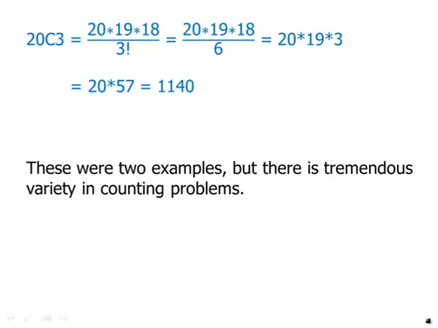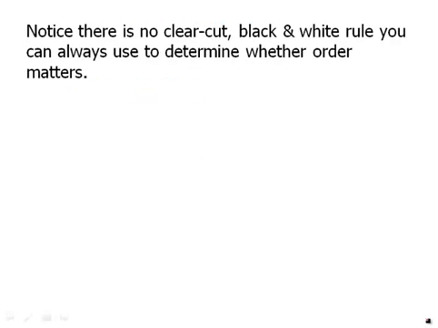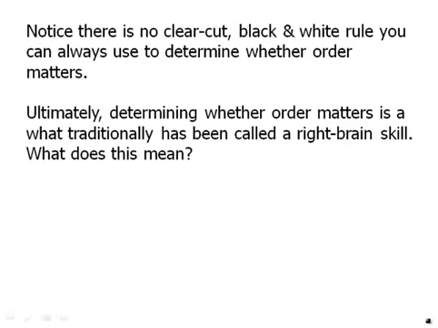These were 2 examples, but there is tremendous variety in counting problems. Notice there is no clear-cut black and white rule that you can always use to determine whether order matters. I've given you some guidelines, some ways of thinking about it, but there's not a black and white rule system where you can always determine yes, order matters, no, order doesn't matter. Ultimately, determining whether order matters is what traditionally has been called a right brain skill.